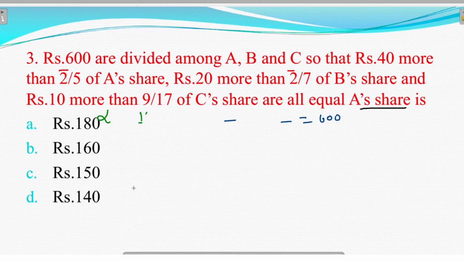Now I will check 150 also. If it is 150, here 40 plus 40% means 100. 40 percentage of 150 will be 60. Here 100, here 100, here 100. Here 10 minus means 90, it is a 9 multiple. Yes, it is a maybe chance.